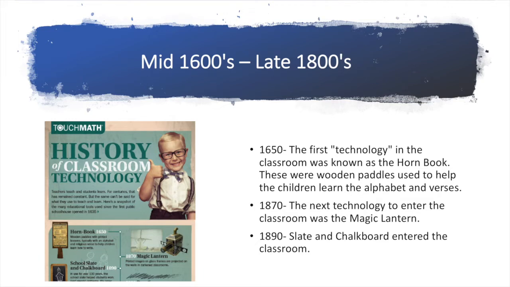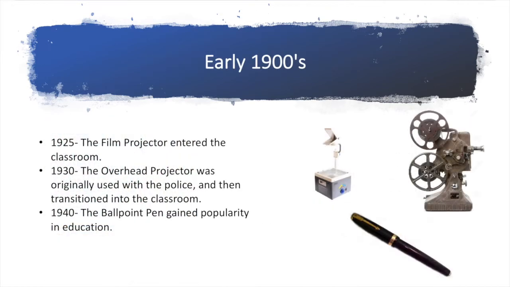And then about 20 years later, in 1890, slate and chalkboards entered the classroom. Shortly after slates and chalkboards entered the classroom, the film projector entered the classroom. The film projector was difficult to set up and the usage was limited. But then in 1930, the overhead projector entered the classroom.